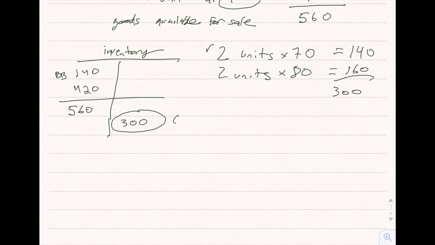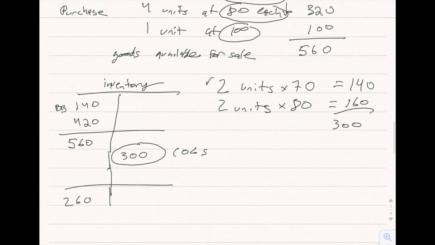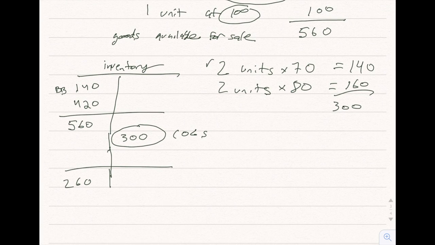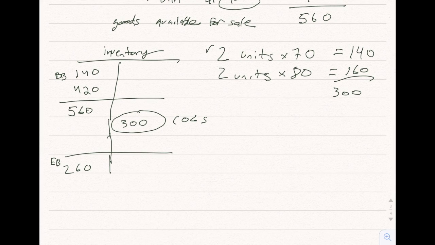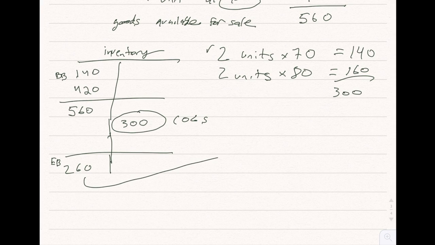Okay, so you have your cost of goods sold, right? Just like before, it lowers your ending inventory. And your ending inventory is 260. Okay, just put an ending balance there. Okay, so we have this 260 ending balance, and what I want to do here really quick is show you how you can basically check your work.